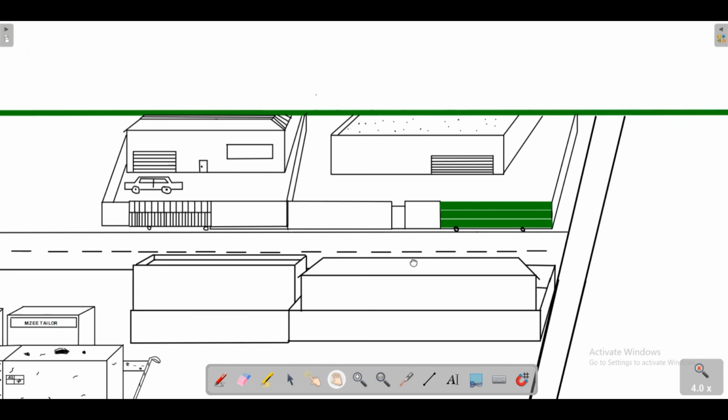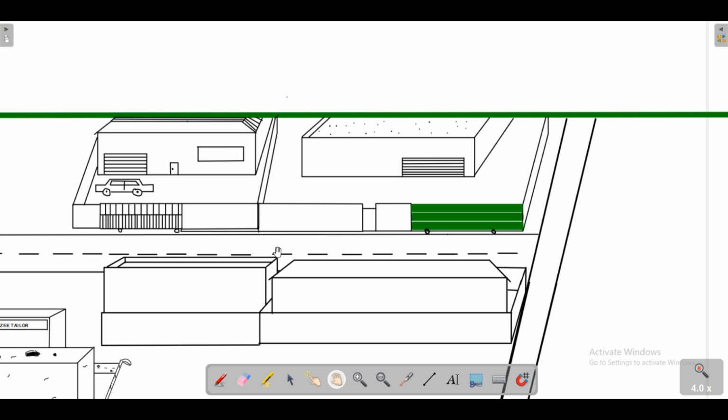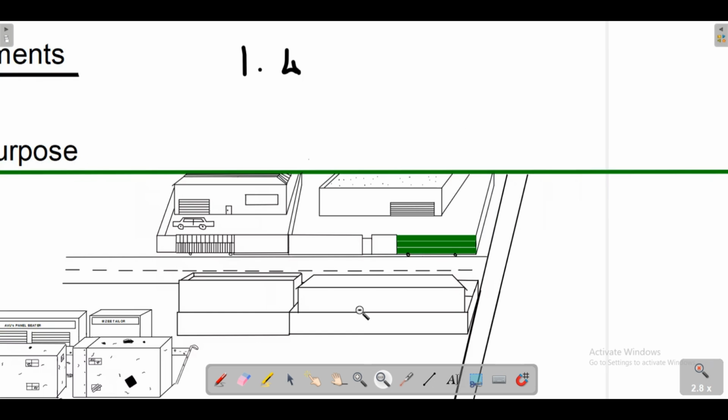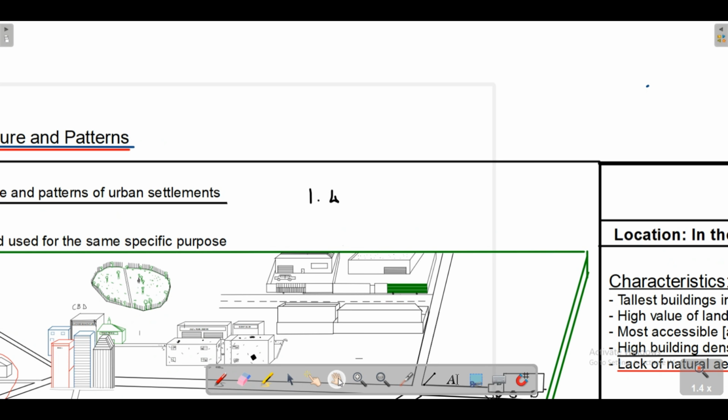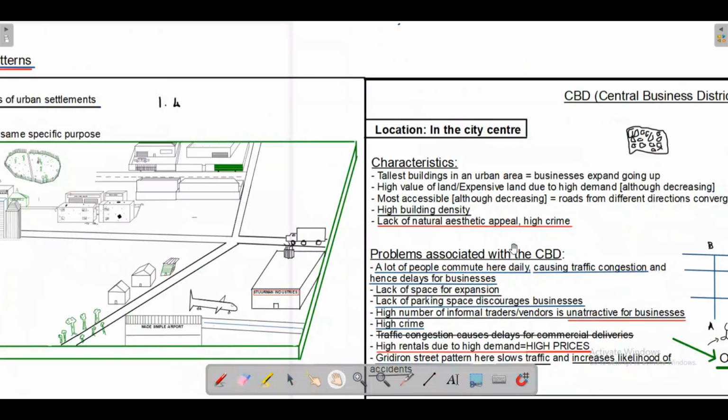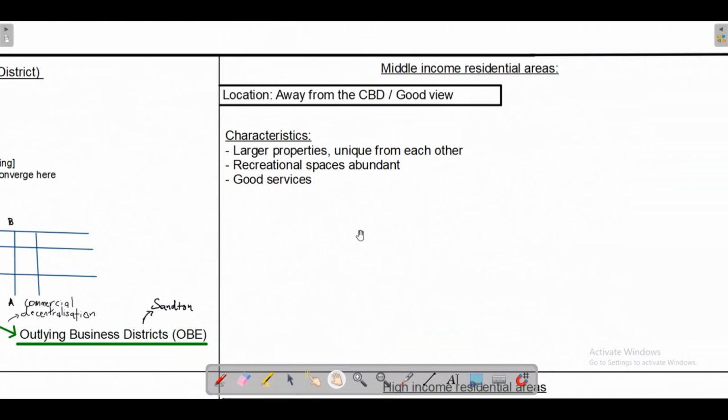As I said, this was not accurate. So these are your middle income. Okay, not luxurious, but good enough space, large space, clean area. Yeah, well maintained basically. So those are your middle income residential areas. That's what they have in common.